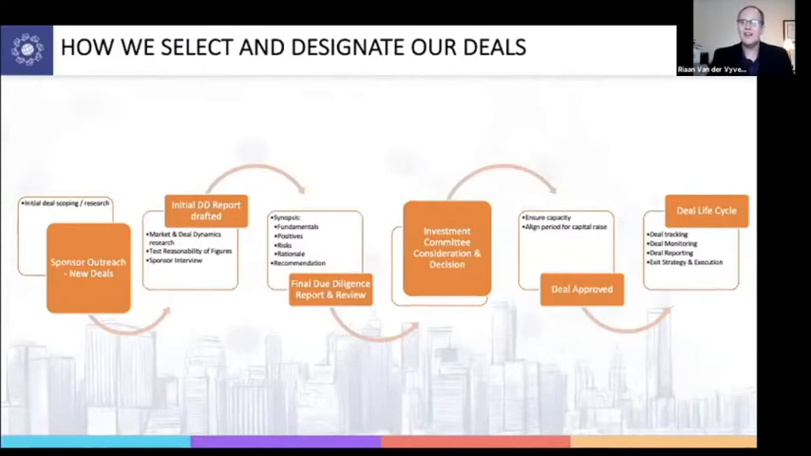Once again, what are the fundamentals that will drive returns? What are the positives? What are the negatives? What are the risks? And what's the rationale for this investment? And then there's a recommendation. It's not just dumping a lot of data, it's actually analyzing it and getting to a SWOT analysis, to a conclusion. From there, it goes to the investment committee for their approval and consideration.